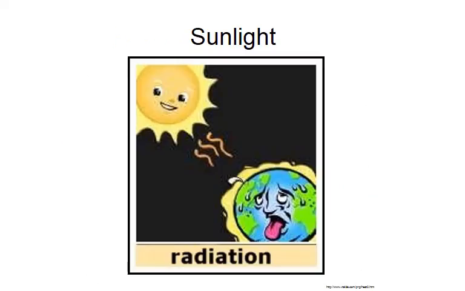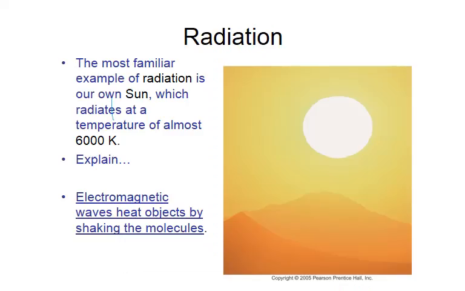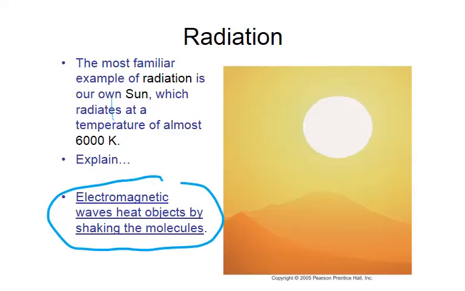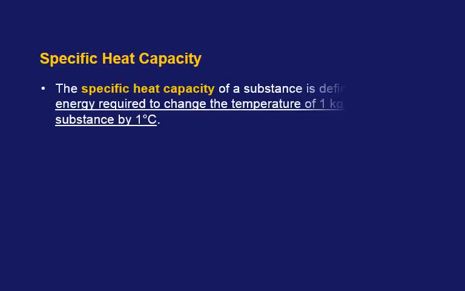And then radiation is where we're looking at the electromagnetic rays that are shaking the molecules, making those go faster. And so now this should make a little bit more sense, because we spent all that time in electromagnetic radiation looking at how light affects things. And so light will heat objects up, shaking those molecules.